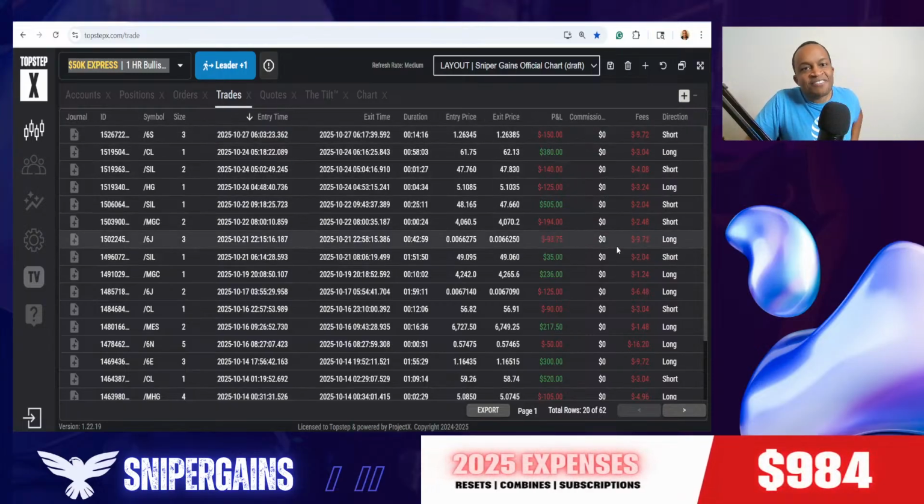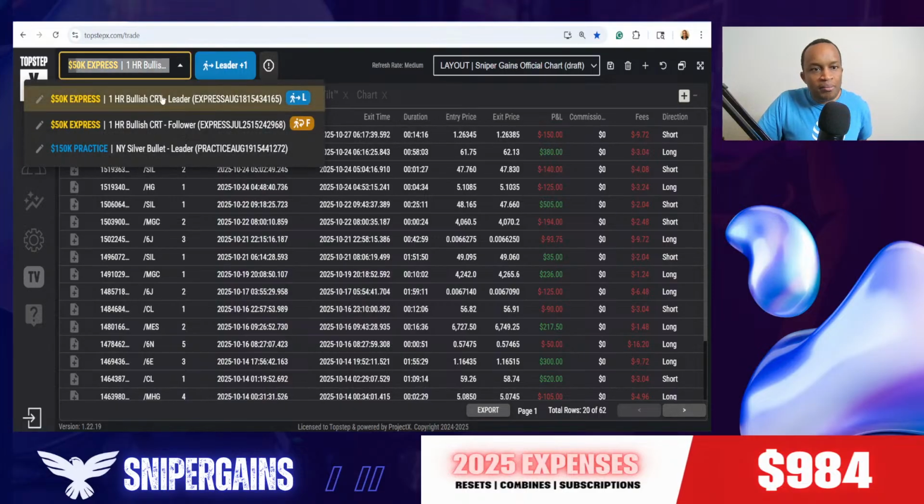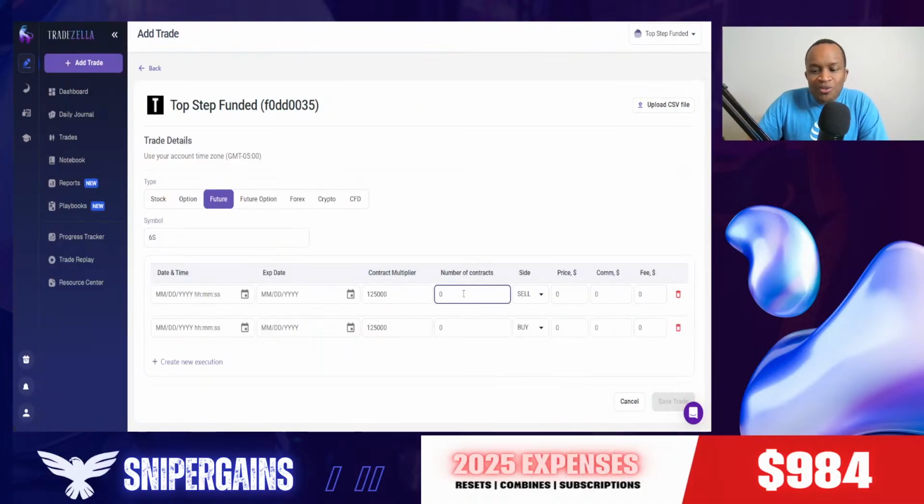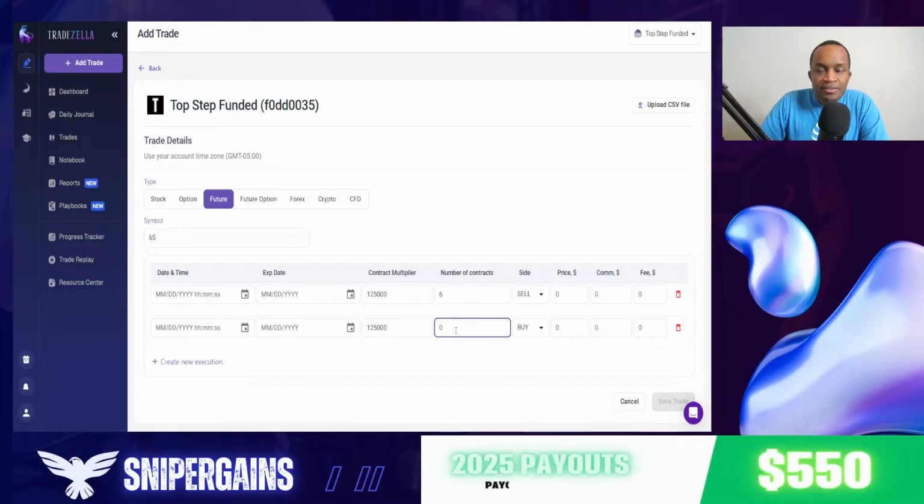That's $159.72, right? Now it's 3 on account number 1, but it's also 3 on account number 2 because we copy traded. So because of that, when we go here, we have to put 6 because 3 times 2 accounts is 6. So 3 times 2, 6 contracts.